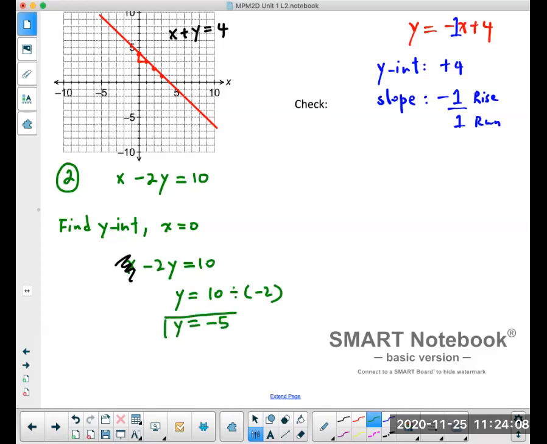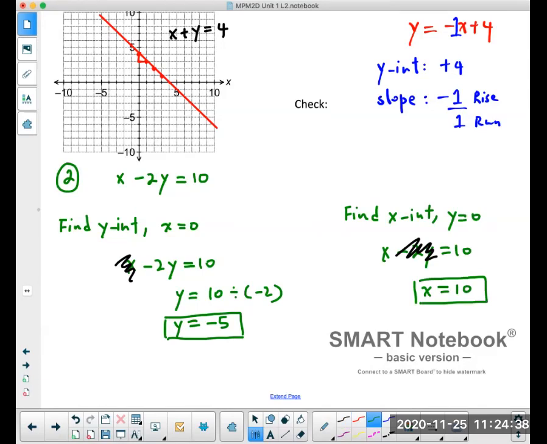So my y-intercept is at -5. What about the x-intercept? To find the x-intercept, now I'm going to set y equal to 0. So again, x minus 2y equals 10. The whole term that contained y is gone because y is equal to 0. Well, this one's even easier. x equals 10. That's it.